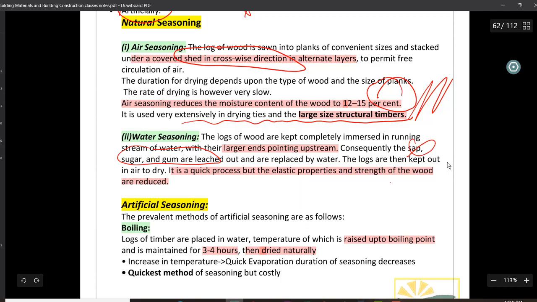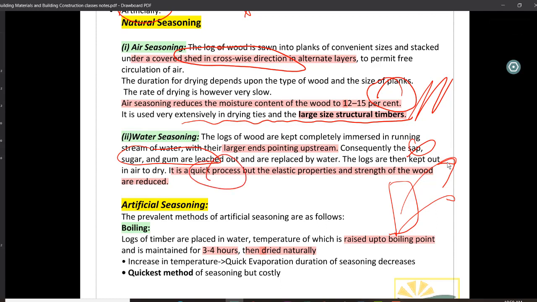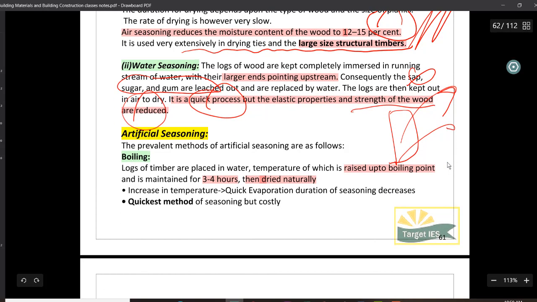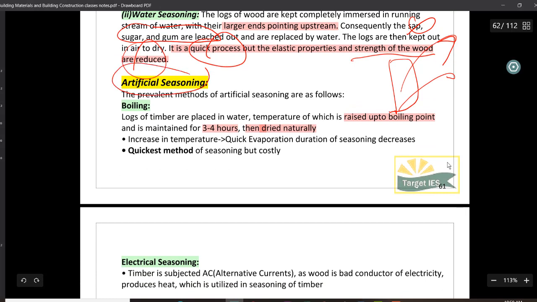Now whenever you are taking this wood out in the atmosphere, it very quickly starts losing this water. What will the moisture content do? Very quickly it drops. I hope it is very clear, right? But the unfortunate thing is this is a very quick process. Keep it in water, take it out, dry it, and the moisture content will quickly reduce. But the strength will also be reduced when you are going for water seasoning. Done.